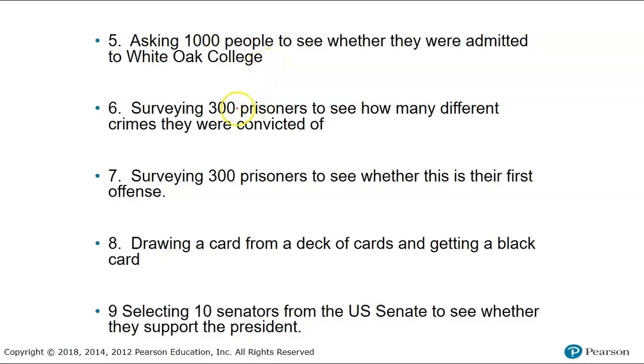a binomial. Surveying 300 prisoners to see how many different crimes they were convicted of, because this could have more than 2 different answers, then it would not be binomial. Surveying 300 prisoners to see whether this is their first offense, then that would be binomial because it either is or is not their first offense. Drawing a card from a deck of cards and getting a black card, this would be binomial because we would have black cards, and for those of you familiar with cards, the others are red. So those are our 2 categories there.